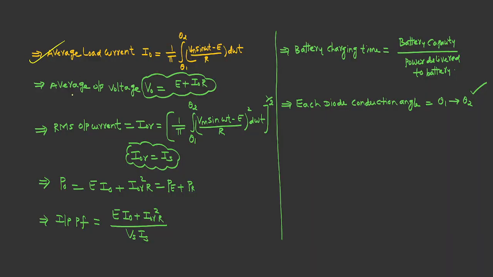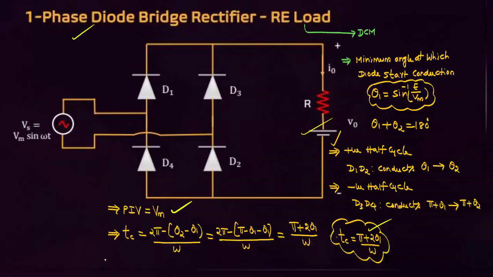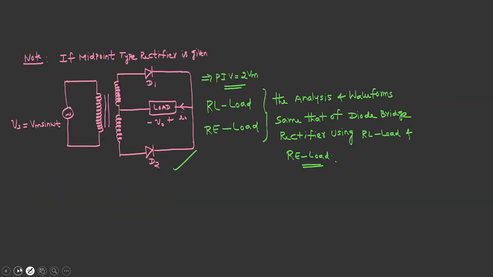So this is the average load current expression, this is the average voltage expression, and the RMS current expression. You should at least try to remember these: the average current, the average output voltage, the circuit turn off time, and you have to concentrate on the peak inverse voltage, and on the angle theta at which the diode starts conduction.